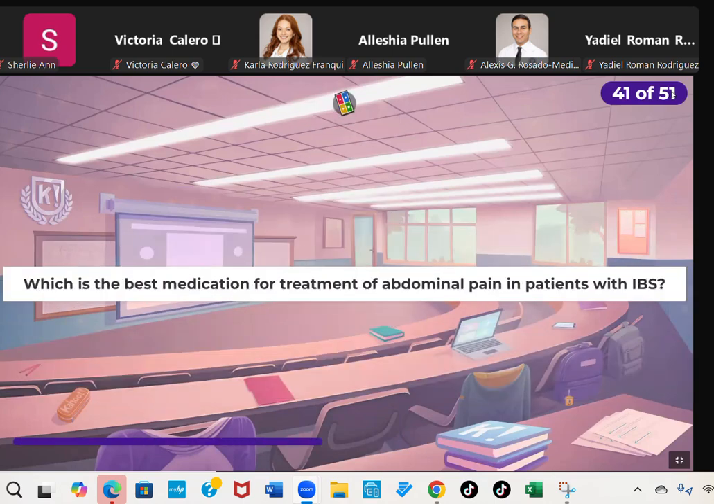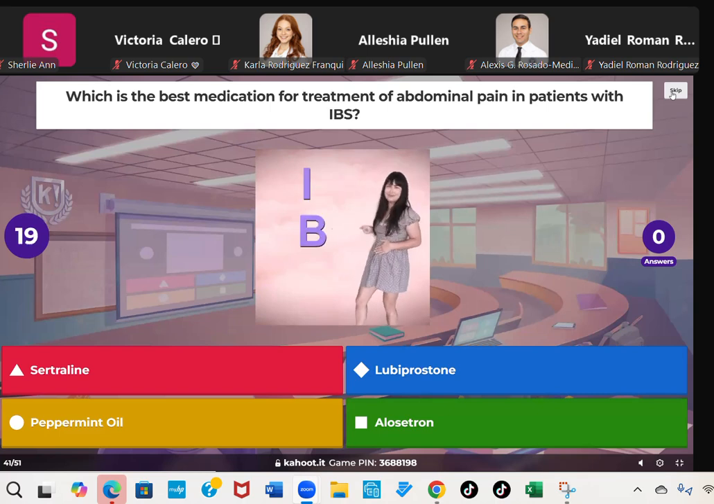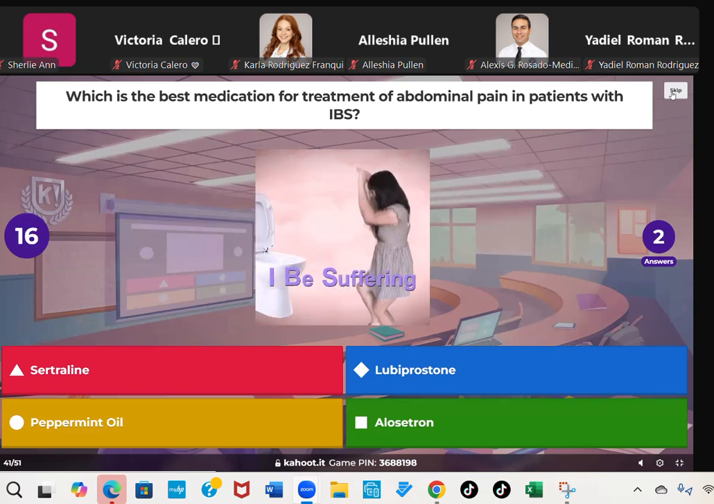Which is the best medication for treatment of abdominal pain in patients with IBS? Sertraline, lubiprostone, peppermint oil, alosetron.